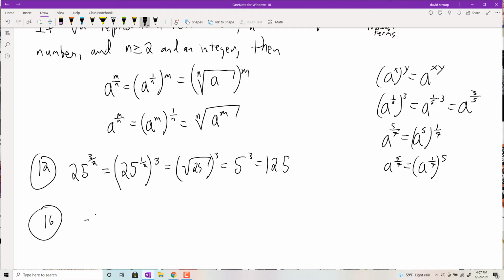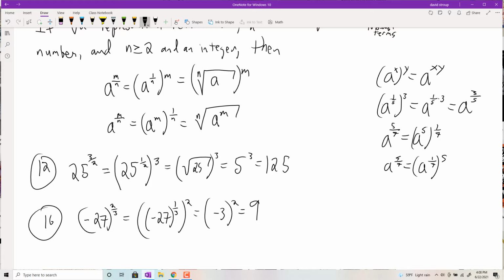Let's try 16. Negative 27 to the 2/3. All right, so I could take negative 27 and raise it to the 1/3 and then square that. Okay, so what times what times what is negative 27? That would just be negative 3. And then I got to square that. Negative 3 times negative 3 is just going to be 9.